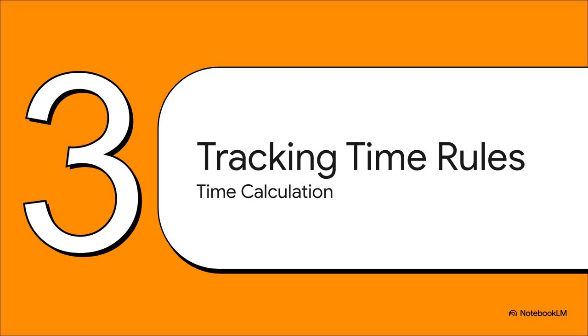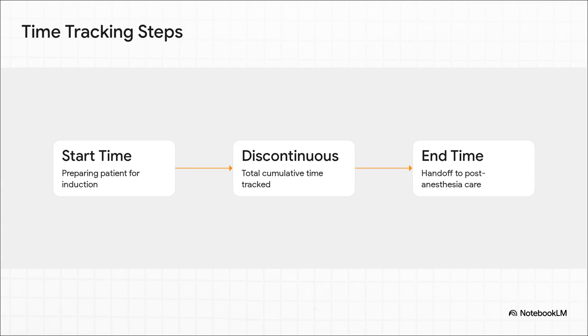Since the clock is so incredibly important, let's hit Section 3, Tracking Anesthesia Time Rules. Accurate time tracking is heavily tested. The exact start time kicks off the second the anesthesia provider starts preparing the patient for induction, and the exact end time? That's when the provider transfers patient care to the post-anesthesia care unit, or PACU. But what if care is interrupted and resumed? Well, that's called discontinuous time, and you just cumulatively add those blocks together for your final time unit calculation. Just make sure you don't double count any overlaps.